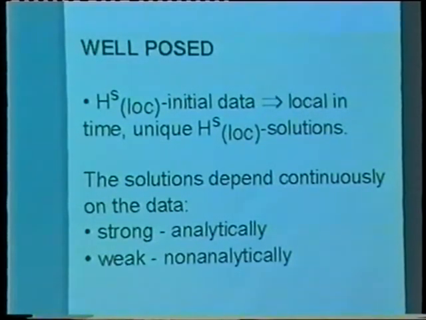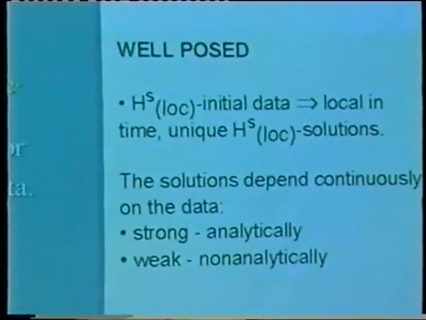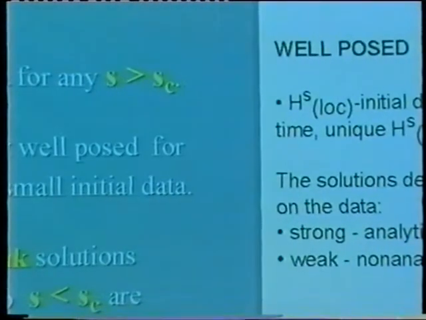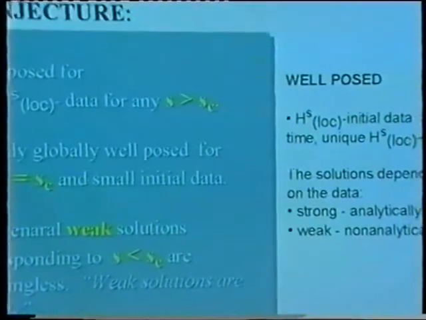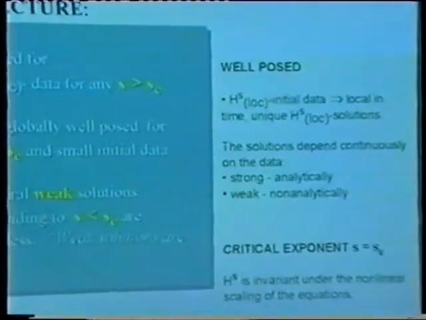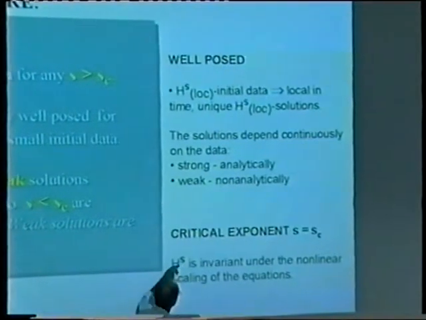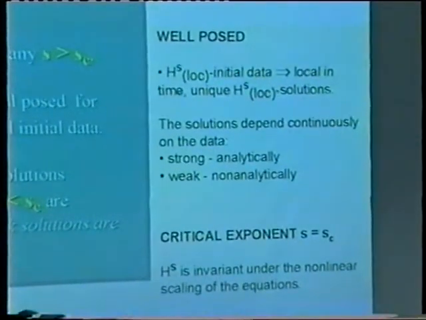So I'm looking at the minimum s for which I have this type of well-posedness. And I also have a critical exponent, which I will define in a second. And I'm saying that for any s larger than s critical, I should have well-posedness. Now, let's see what the critical exponent is. The critical exponent, s equal to s critical, is an exponent which is invariant under the nonlinear scaling of the equations.